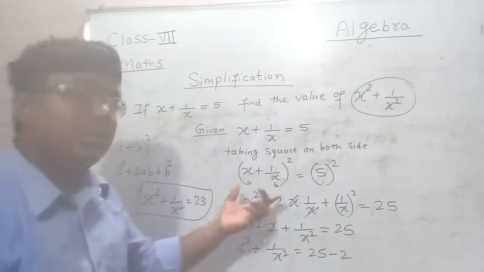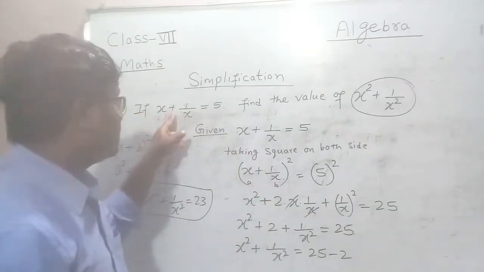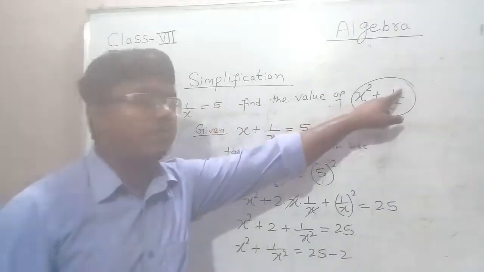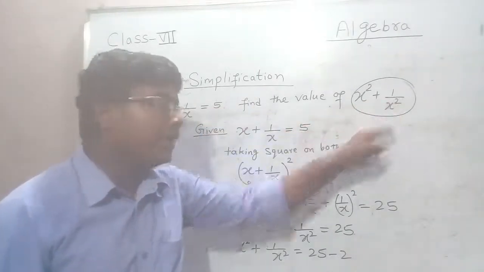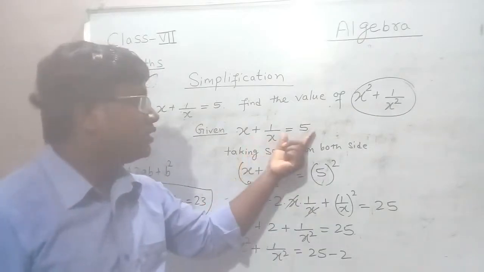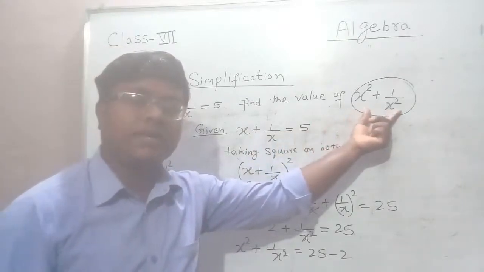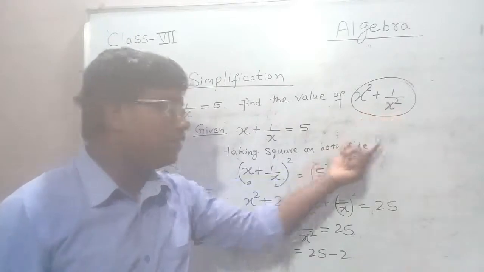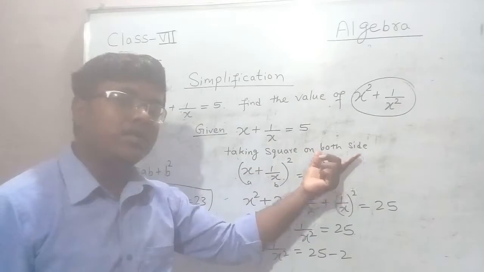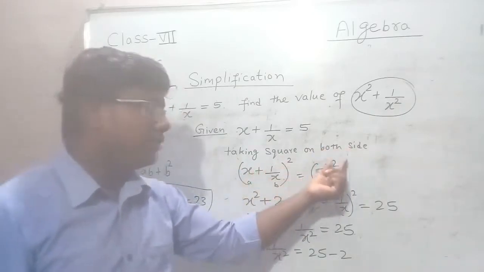Once again, please all concentrate. The question is, if x plus 1 upon x is equal to 5, find the value of x square plus 1 upon x square. The given thing is x plus 1 upon x is equal to 5. Whose value are we going to find? x square plus 1 upon x square. It is in the square term, so we will take square on both sides, or squaring both sides. So x plus 1 upon x whole square is equal to 5 square.